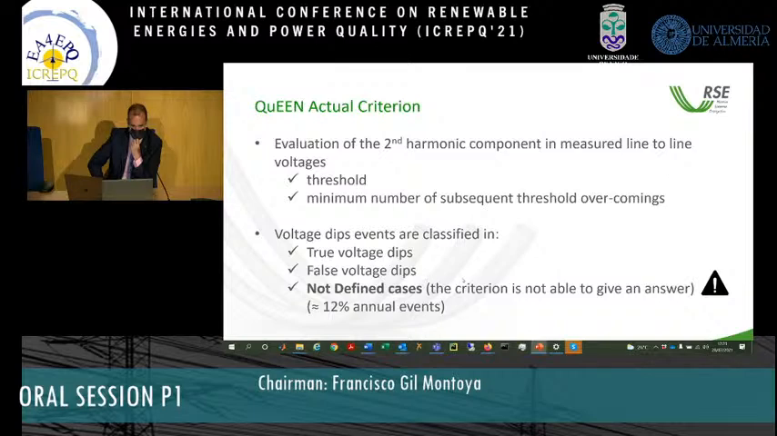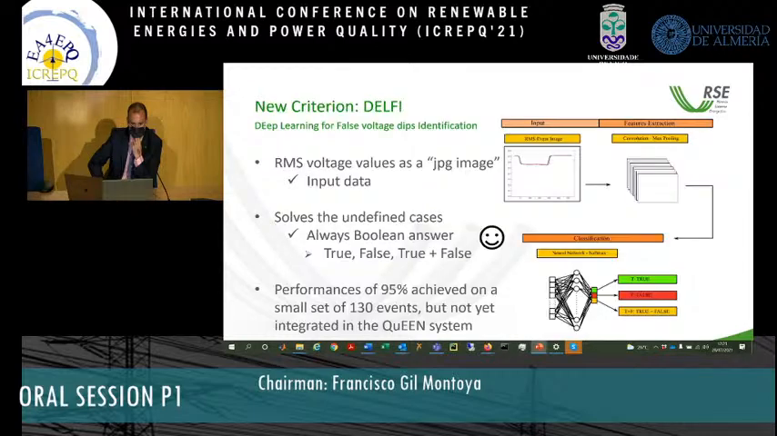But there are some cases where the algorithm failed, and so we have undefined cases, because the criterion is not able to always give an answer. And this number of events is not negligible, because it is 12% of annual events. So in the last years, we decided to develop a new criterion based on deep learning techniques. We developed an application called Delphi, that is deep learning for false voltage dips identification.